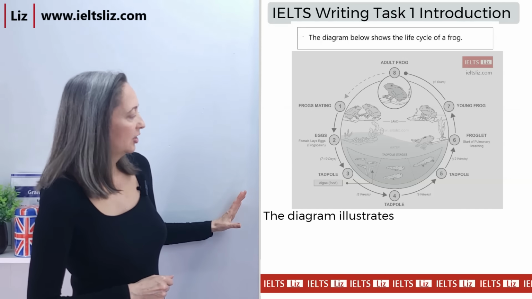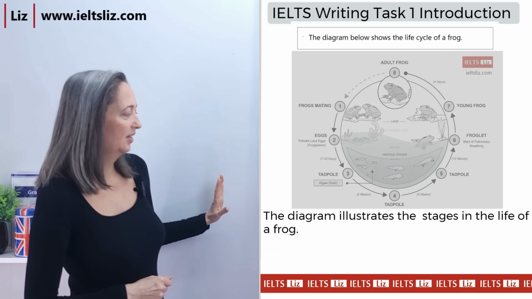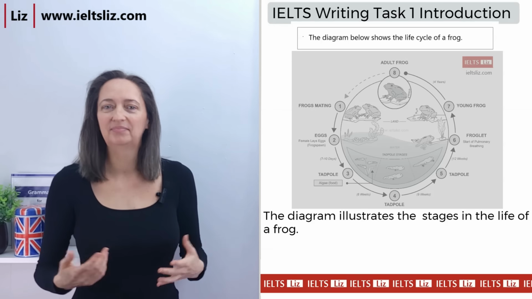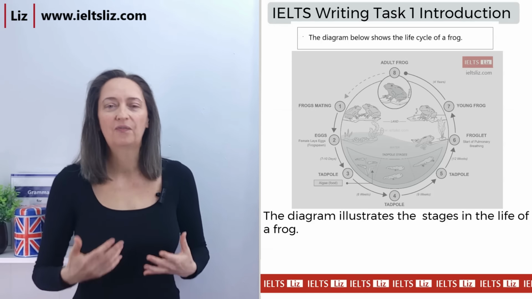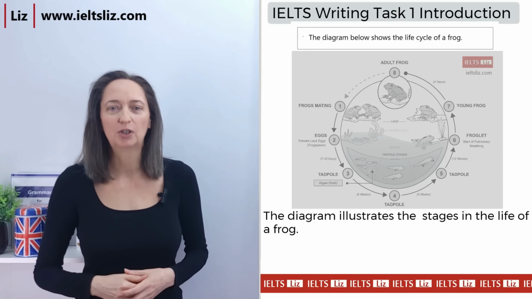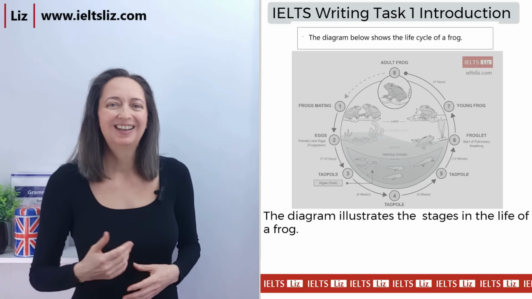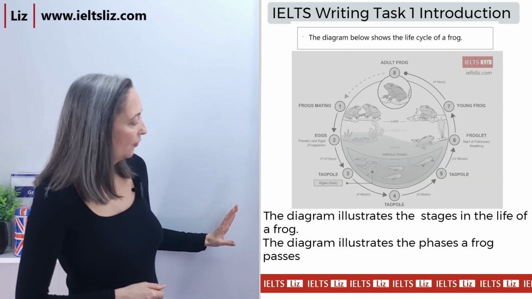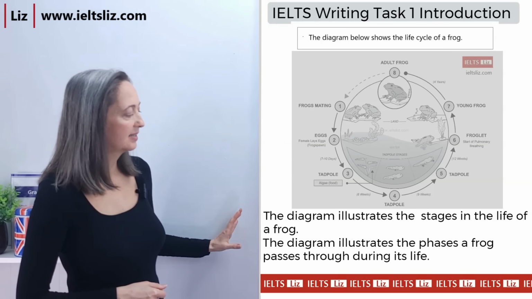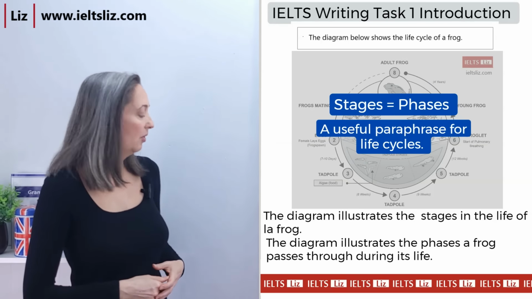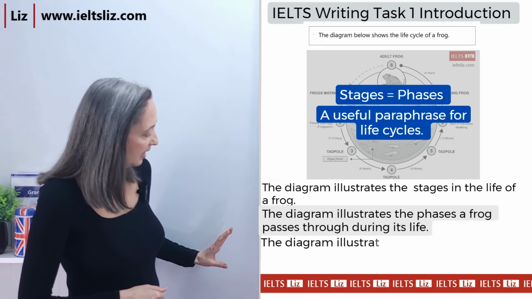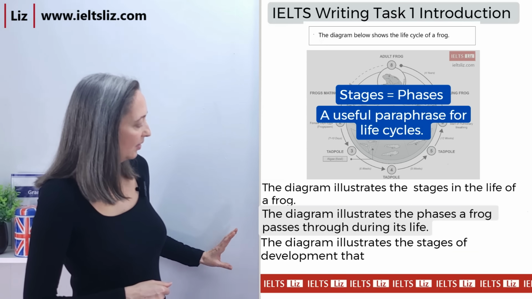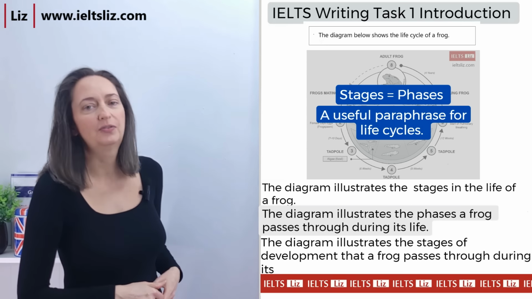The diagram illustrates the stages in the life of a frog. It's simple, it's factual, it's absolutely fine to use. Number 2, the diagram illustrates the phases a frog passes through during its life. Another option, the diagram illustrates the stages of development that a frog passes through during its lifetime.